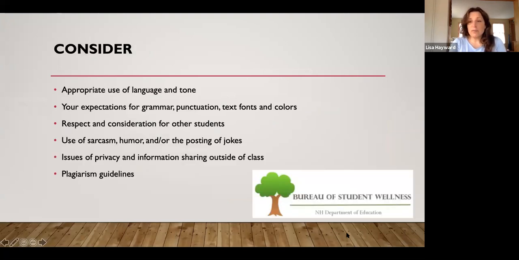But some things you should probably consider putting into a netiquette are the appropriate use of language and tone in the student's work, your expectations for grammar, punctuation, text, font, and colors, a clause about respect and consideration for other students, whether or not you're going to allow students to use sarcasm, humor, and the posting of jokes. Some of you might like it, some of you might not want to open that door. Talk to your students about the issue of privacy and information sharing outside of the classroom, and give them plagiarism guidelines.